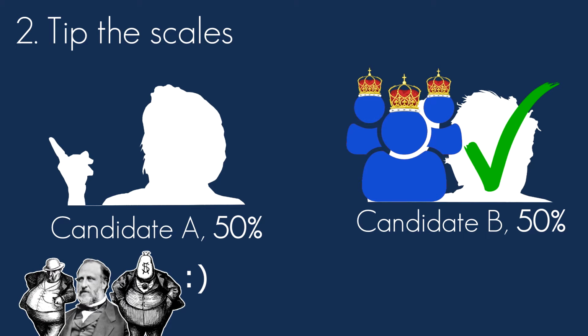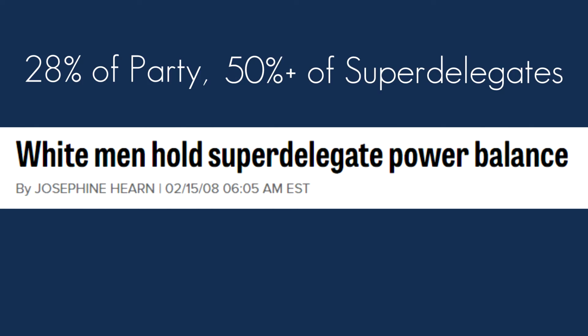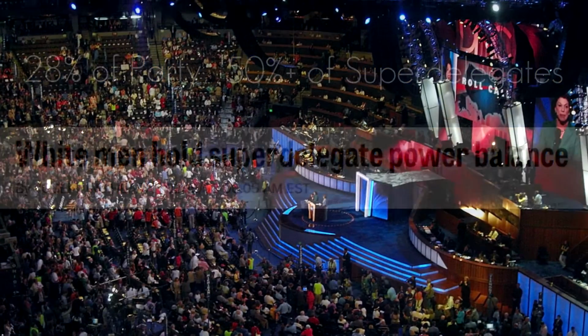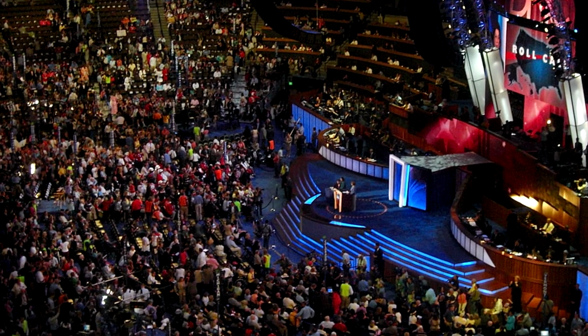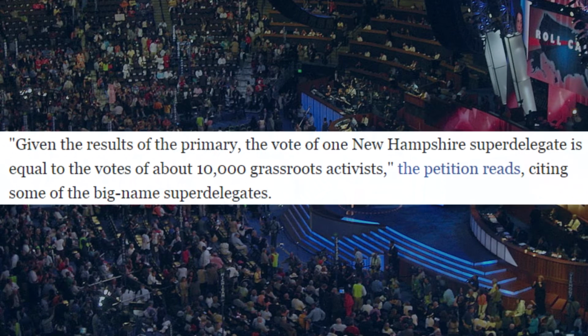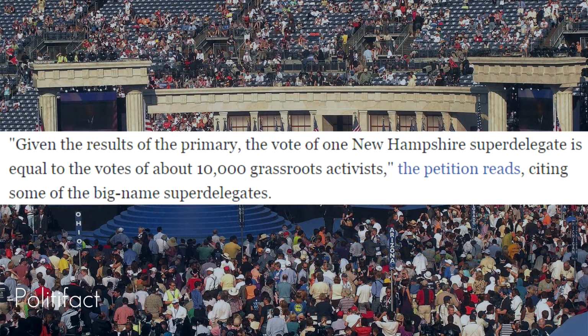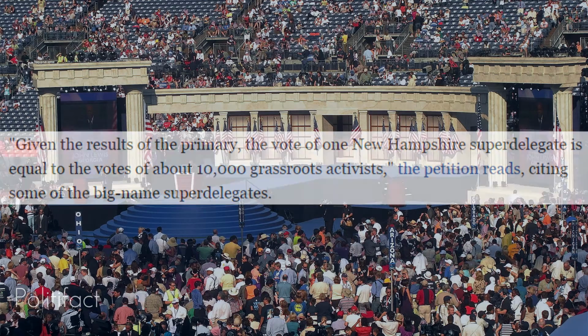The superdelegates aren't representative of the party demographics. Politico found in 2008 that even though white men accounted for only 28% of the Democratic Party voters, they made up over half of the superdelegates. And these superdelegate votes are weighted much more than normal delegates. This year, PolitiFact worked out the math and found that in New Hampshire, for example, one superdelegate vote had the same weight as 10,000 normal voters. The superdelegates exist explicitly to limit the voice of ordinary voters.